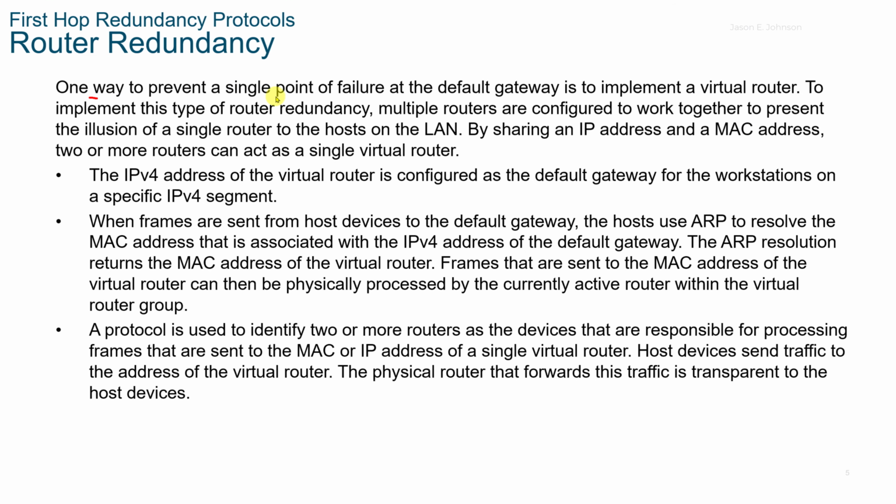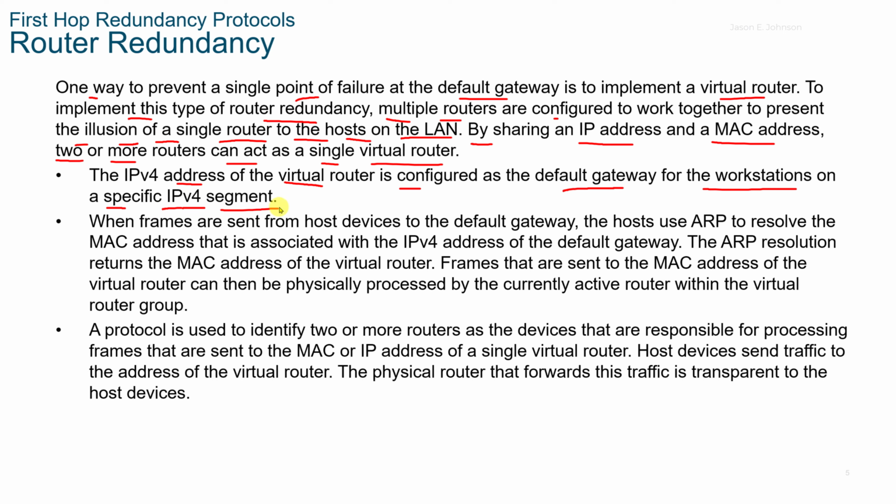So one way to prevent a single point of failure at the default gateway is to implement a virtual router. To implement this type of router redundancy, multiple routers are configured to work together to present the illusion of a single router to the hosts on the LAN. So by sharing an IP address and a MAC address, two or more routers can act as a single virtual router.